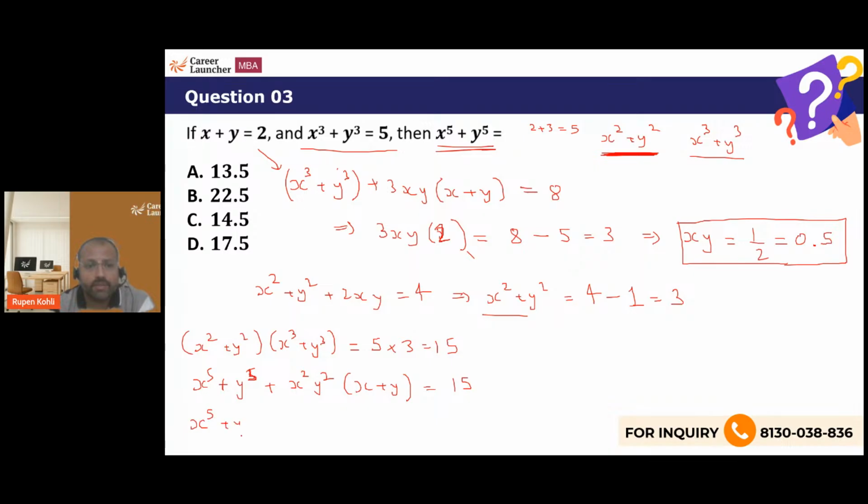X power 5 plus y power 5 is therefore 15 minus, now xy was half, so x square y square will be half square, 1 by 4, into x plus y was 2. So this is 1 by 4 into 2, which is half. So 15 minus half, 14 and a half. Right? So option C.